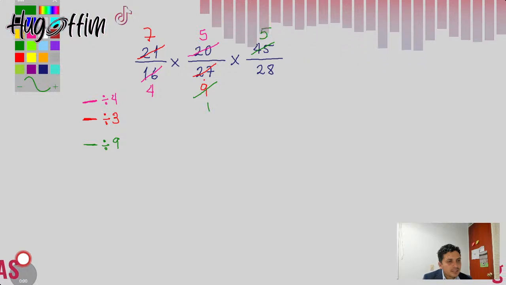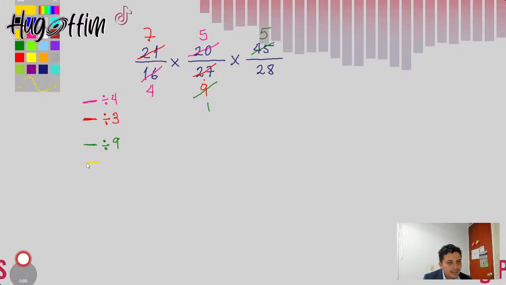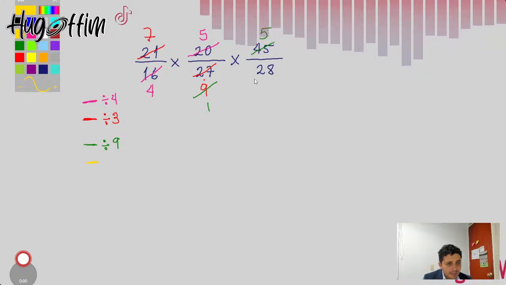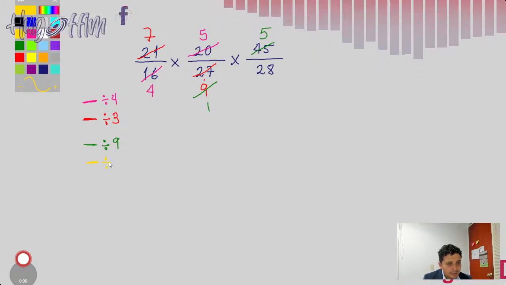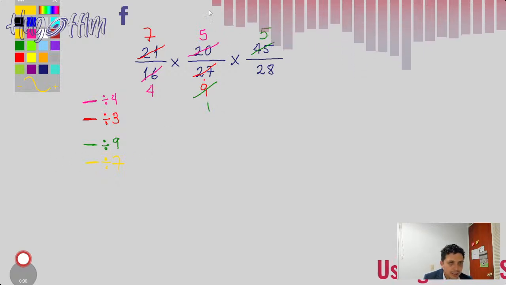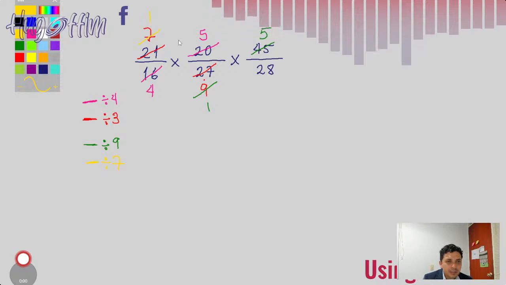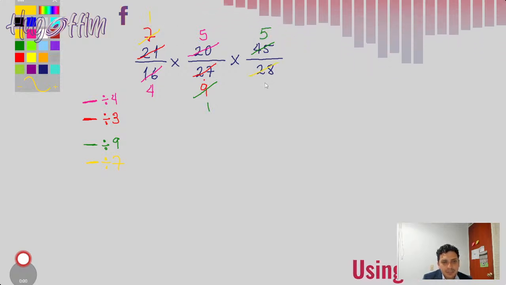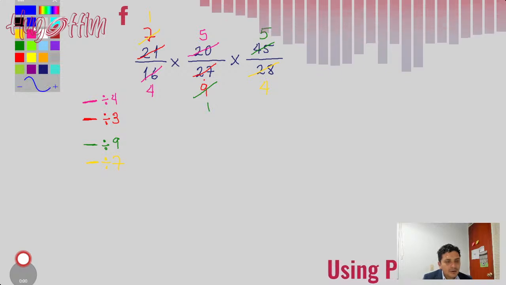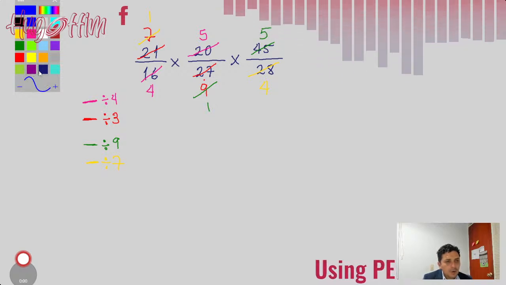I can see another. I can divide 28 and 7. 28 is divisible by 7. So it's going to be 7 divided by 7, 1. 28 divided by 7 is going to be 4. Now, I don't have more options.